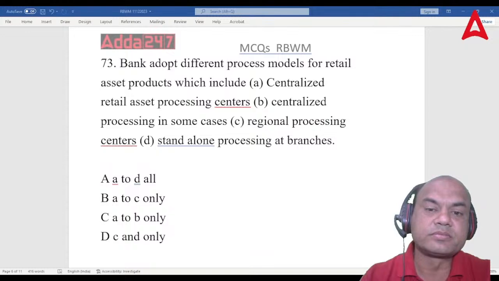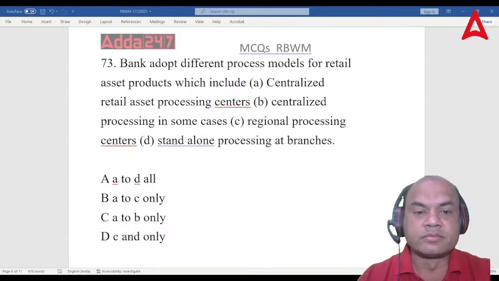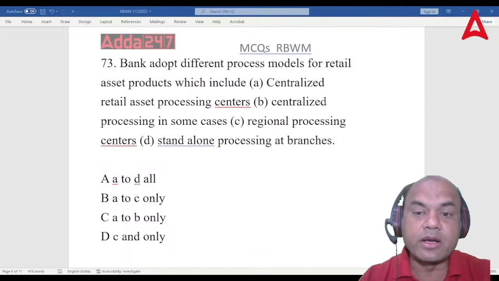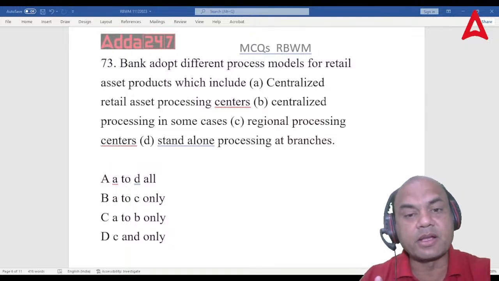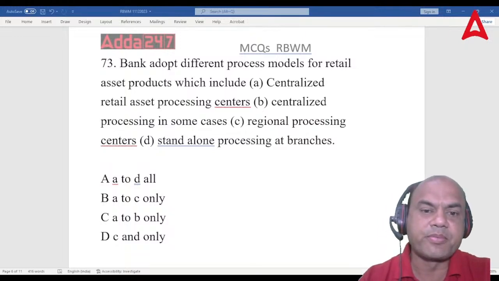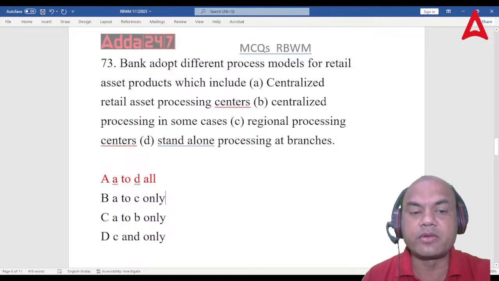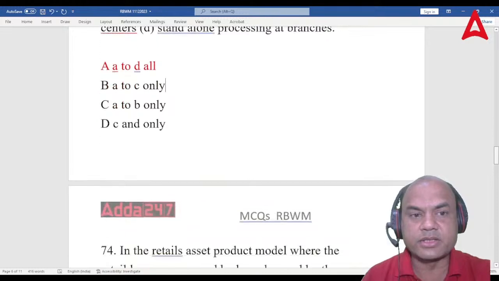Everyone? Think. Sometimes there is only retail asset, sometimes centralized is done for all the products. Nowadays all the products are centralized, almost, right? Banking products, retail processing centers and standalone. So the answer is A to D all. Okay, got it? Next one.